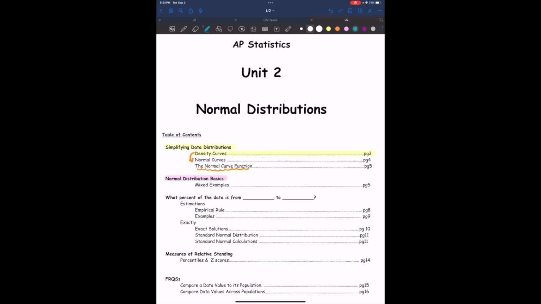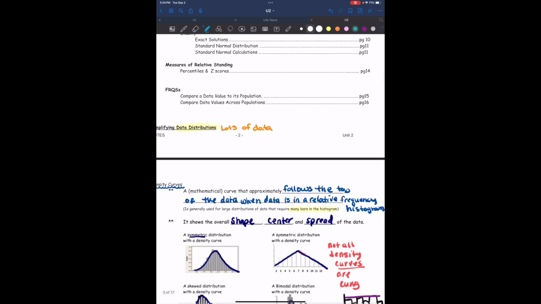All right, today we're going to be asking ourselves questions about data, and we're going to be answering those questions using estimations, and eventually we'll be looking at how to exactly answer those questions. But today, let's kick it off with the empirical rule and some examples. Let's go down to page 8.